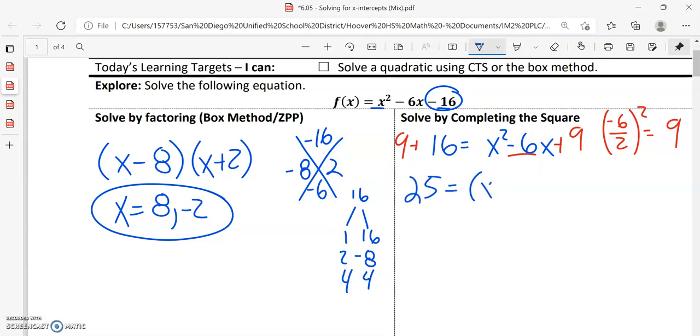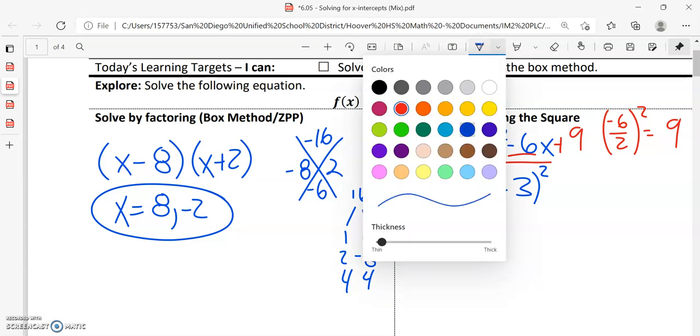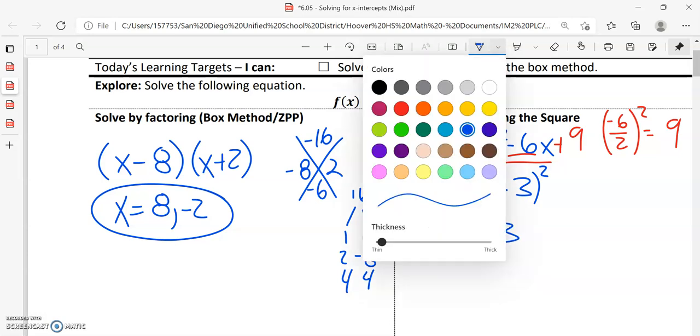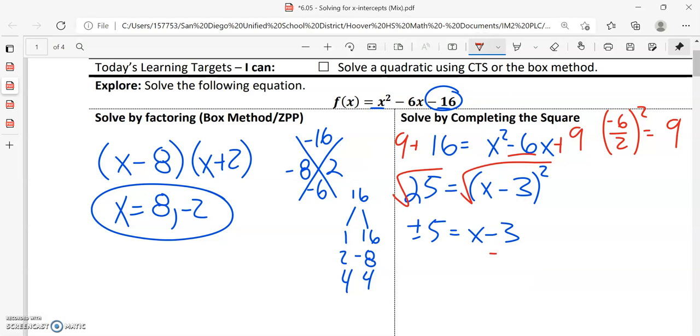This we can write as a binomial squared, which is going to be x minus 3. Remember, it's always half that middle number, squared. Then we're going to square root both sides. We get plus minus 5 is equal to x minus 3. Then we add 3. So we have 5 plus 3, which equals 8, and 5 minus 3, which equals 2. Negative 5 plus 3 equals negative 2. And those are the same answers that we have on the left side.